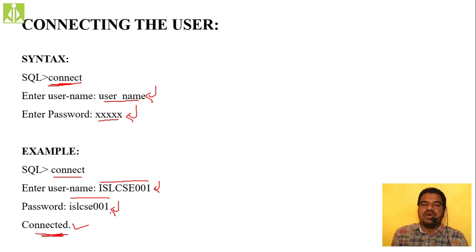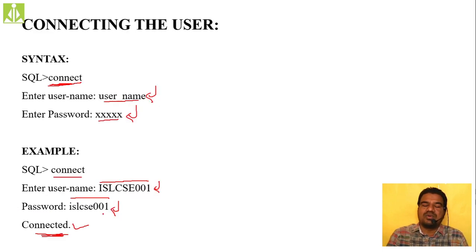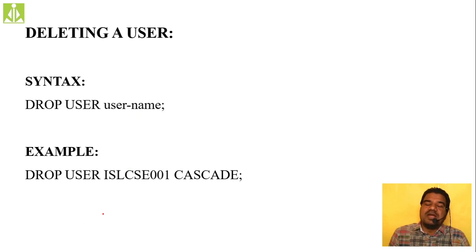So it indicates that your session has been started. Now you can do all the accessing with the database. Once you are logged in, you can do the accessing with the database. First we have seen how we can create, then how we can grant the permission, then how we can connect with that user to the database. So the next thing, deleting the user.